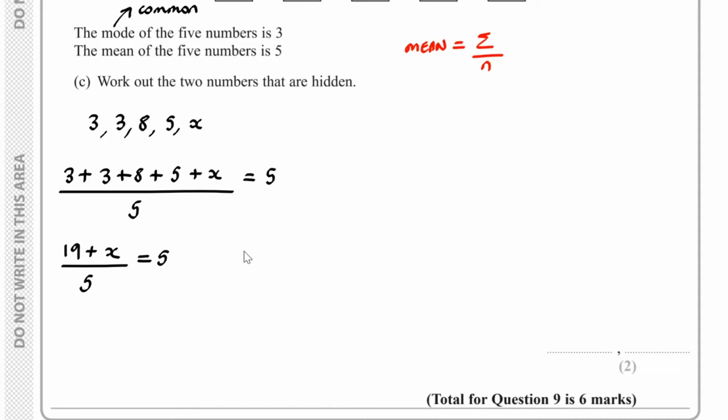If I multiply both sides by 5, these cancel out, so we have 19 plus x equals 25, and now if I subtract off 19 from both sides, you can hopefully see x is equal to 6. So our other number is 6, so we have 6 and 3 as our numbers.